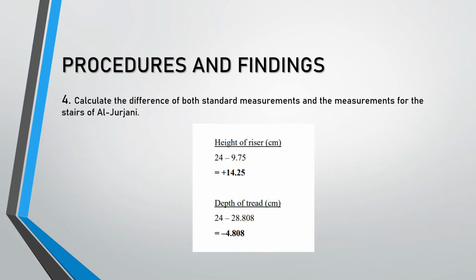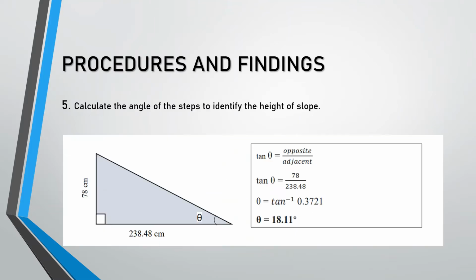Next up, we calculated the difference of both standard measurements and the measurements for the stairs of Al-Rujani. As for the height of riser, we subtract the 24 centimeters, which is a standard measurement, with the measurement of stairs for Al-Rujani, which is 9.75 centimeters for the height of riser, and we get 14.25 centimeters difference between the standard measurement and the measurement of the riser of the Al-Rujani stairs. As for the depth of tread, we subtract again 24 and 28.808 centimeters, and we get the difference of 4.808 centimeters between the standard and the measurement of the stairs. And those are quite big numbers actually.